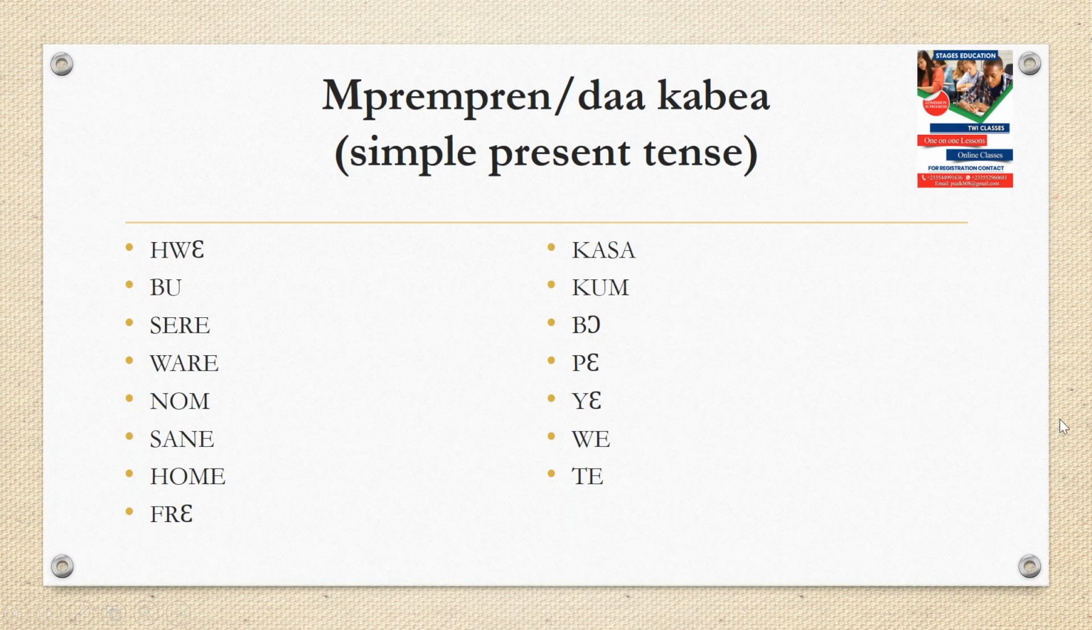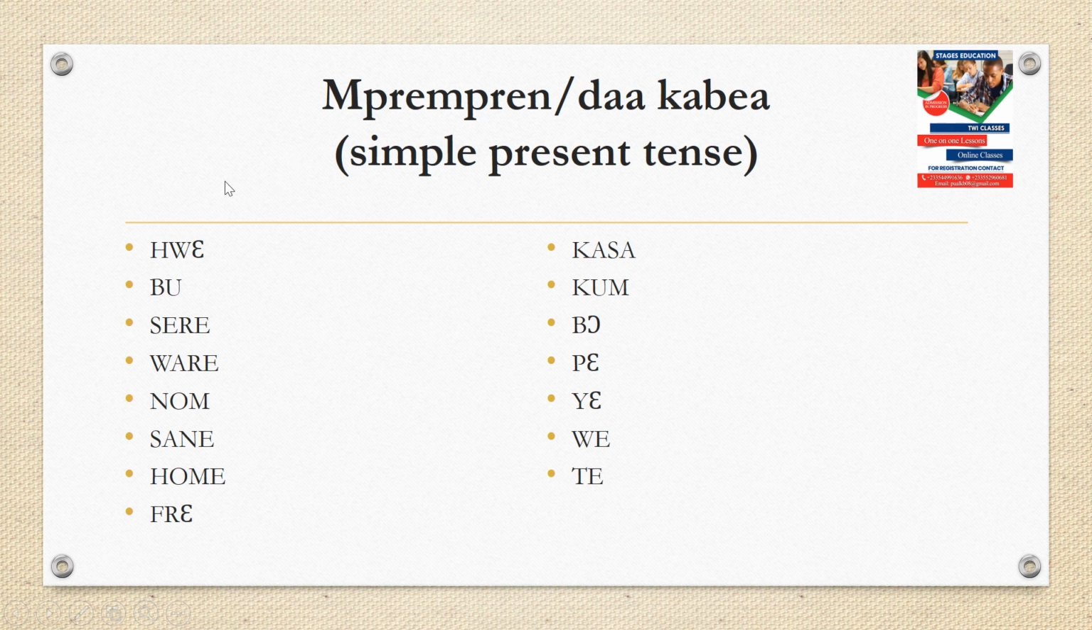And the first one we'll be looking at is Impɛmpɛn or Seisei Kabea, which is the simple present tense. Impɛmpɛn means current, something which is done now. Yes, so that is Impɛmpɛn, which is translated as simple present tense.